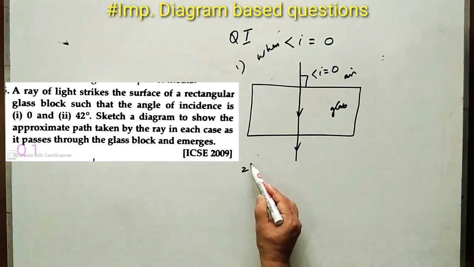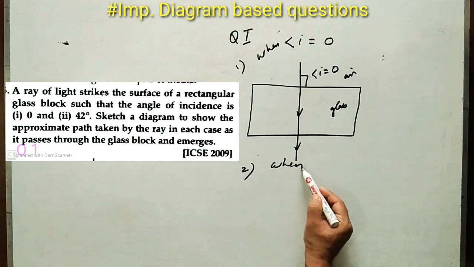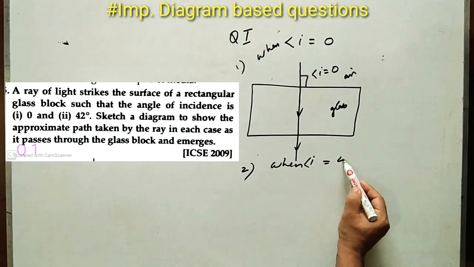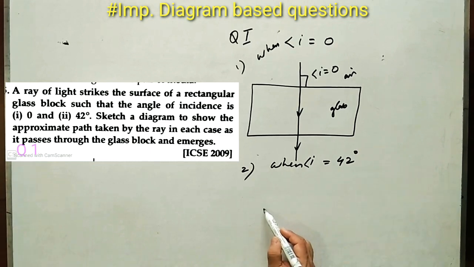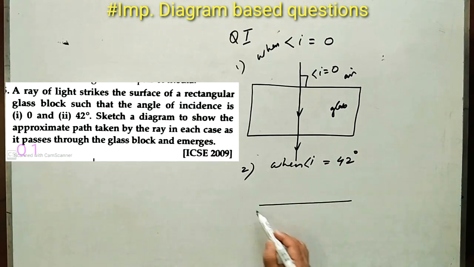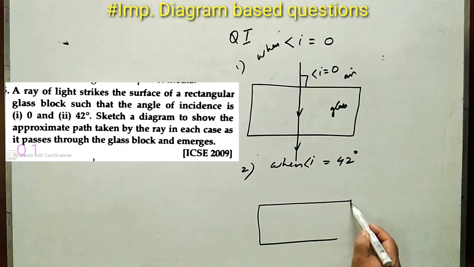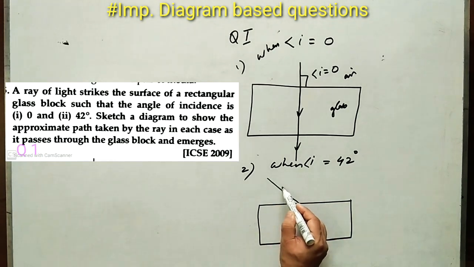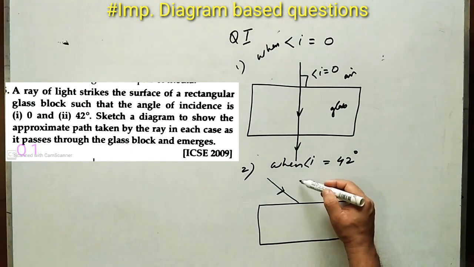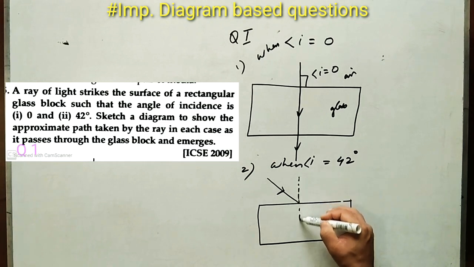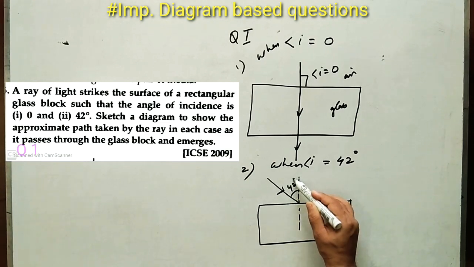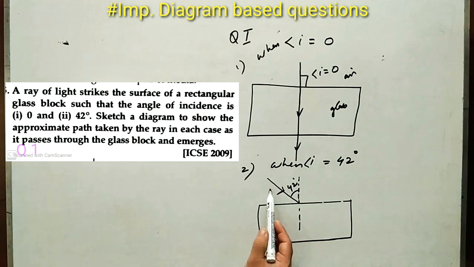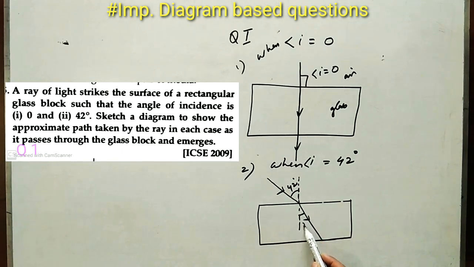The second part of the question: when the angle of incidence is equal to 42 degree, for oblique incidence, let us draw a glass slab with the help of a scale. Draw a neat glass slab. A ray of light is striking the glass air interface at an angle of incidence 42 degree. You mark it. When a ray of light travels from rarer medium to denser medium, it bends towards the normal. Mark the refracted ray. This is the angle of refraction.